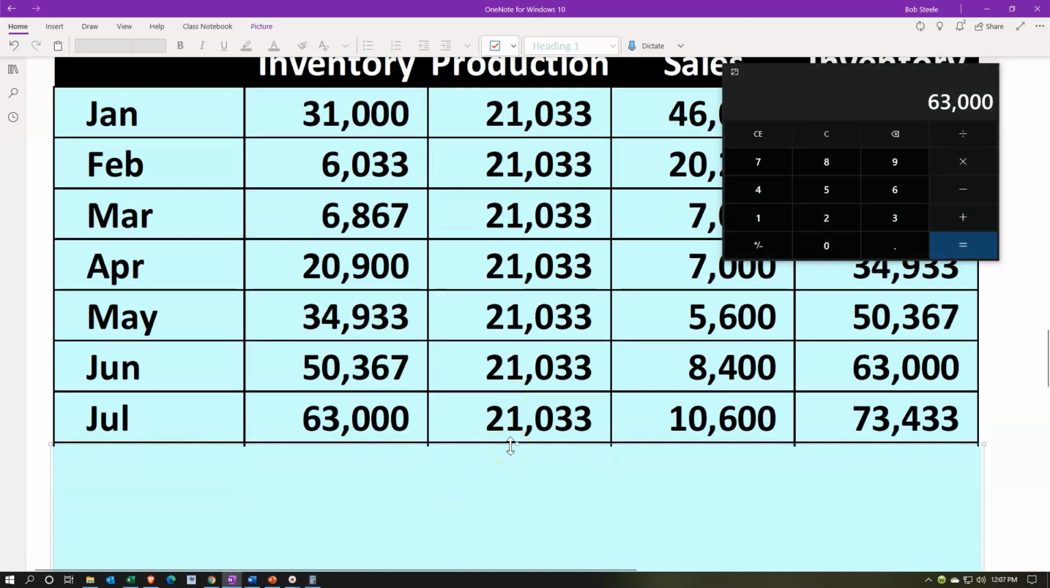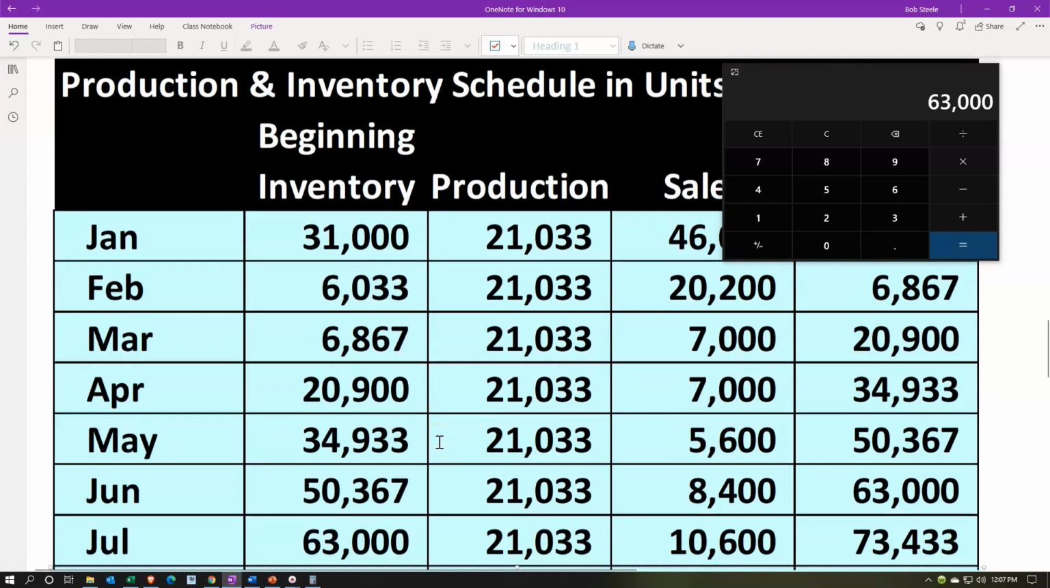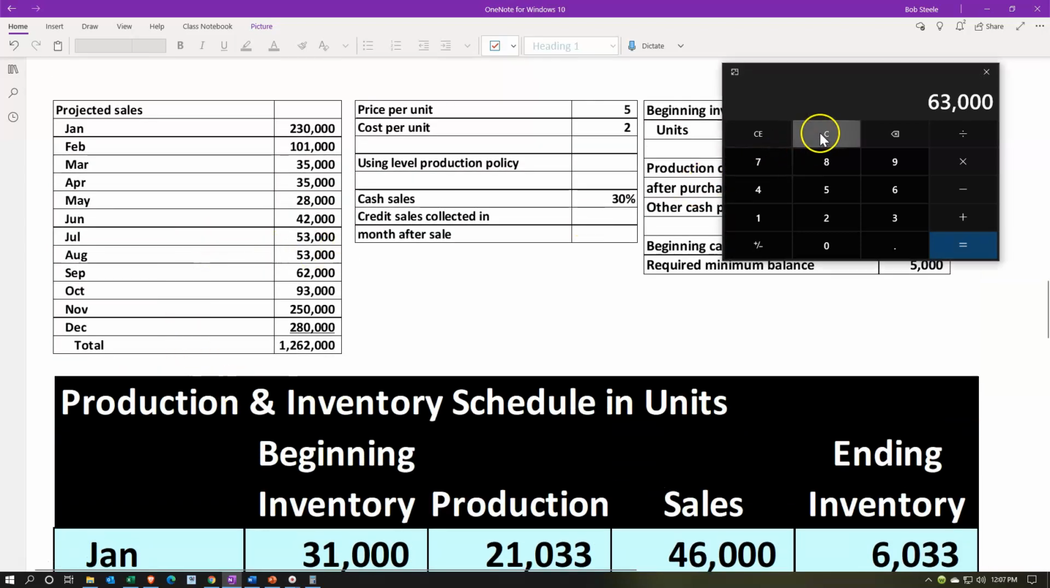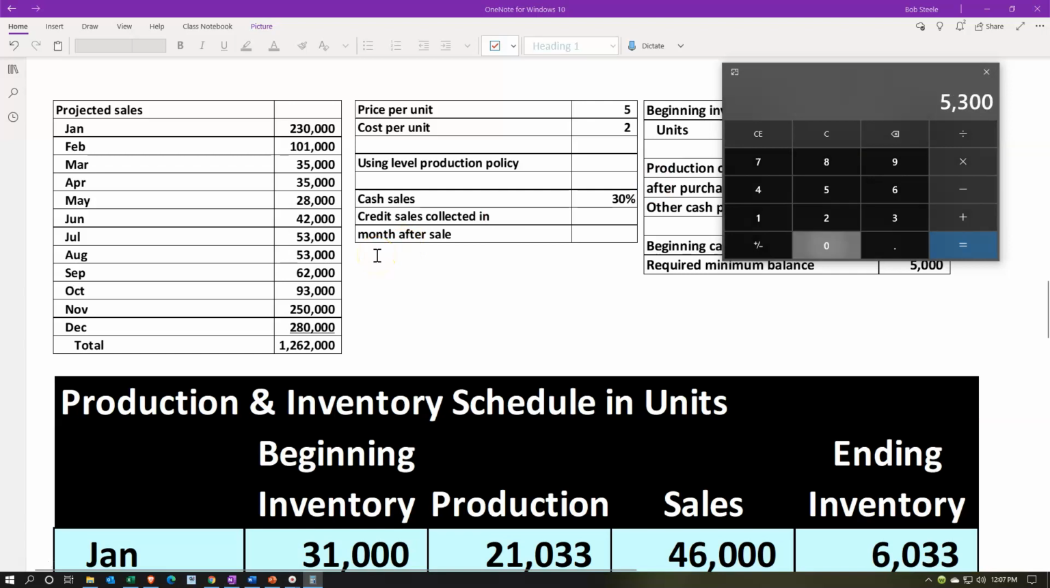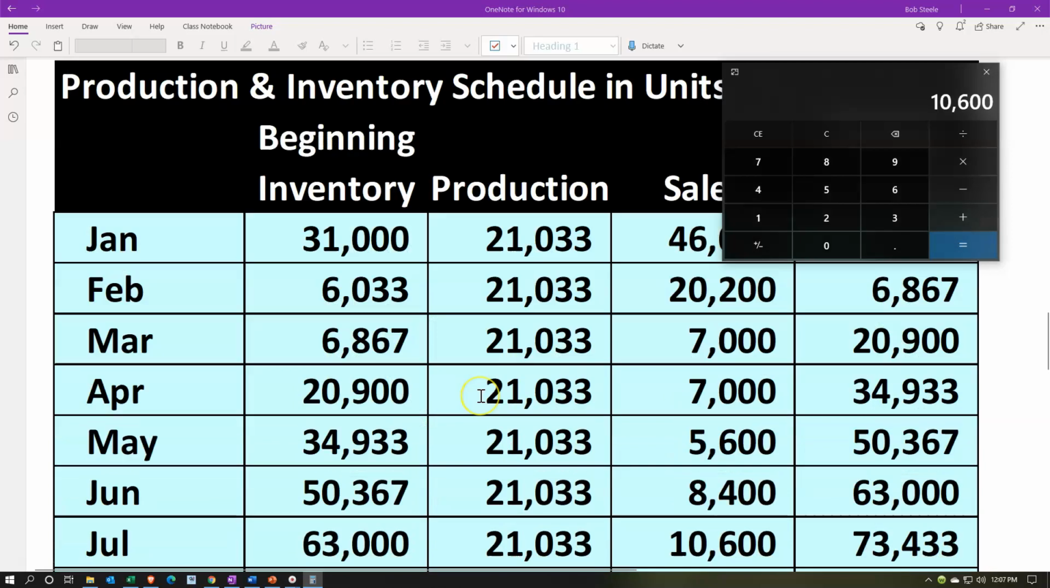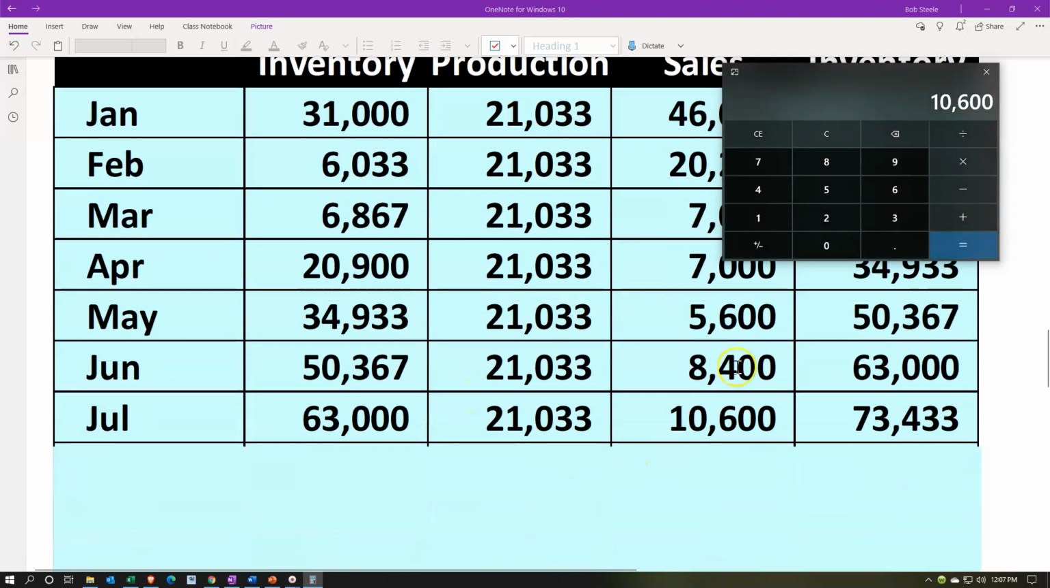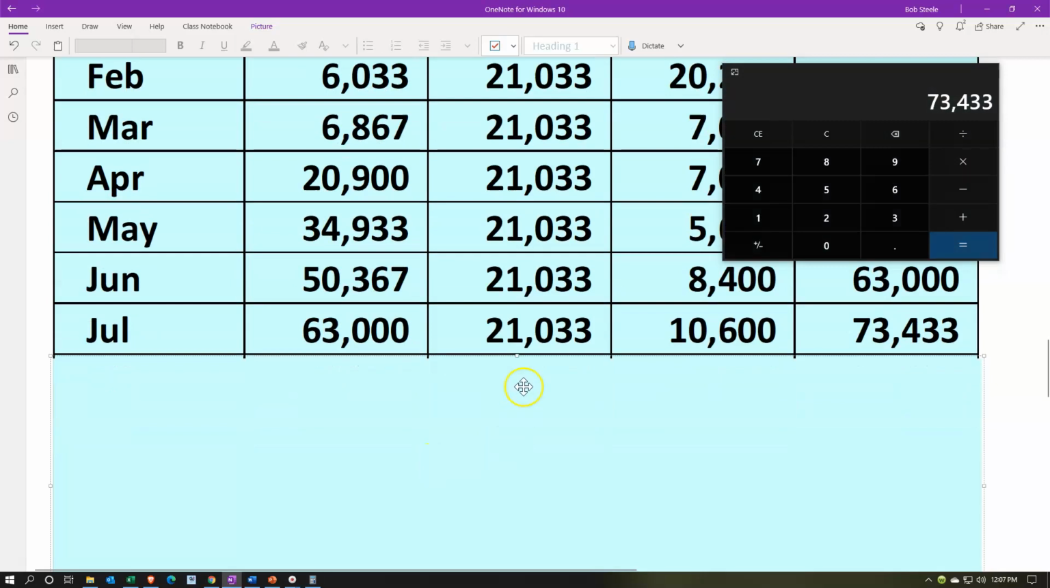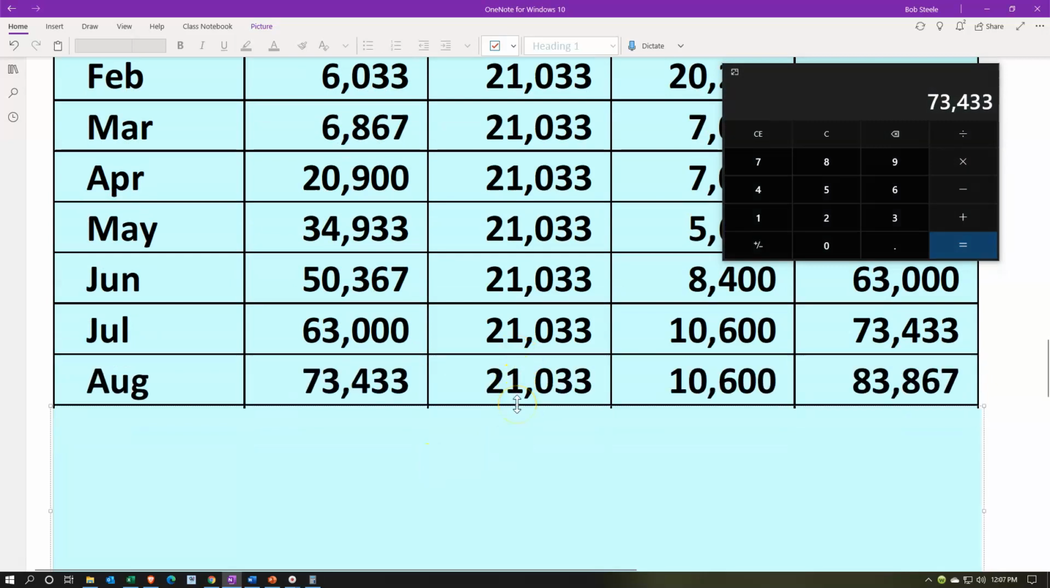Next, we have July. We say we're going to start at the 63,000. We're going to produce the same 21,033. July sales, we expect to be this 53,000 divided by $5 per unit gives us the number of units we're going to sell, 10,600. So we have our beginning inventory now, 63,000 plus the 21,033 minus what we're going to sell, 10,600, 73,433. That's our ending balance. That's our beginning balance for August.